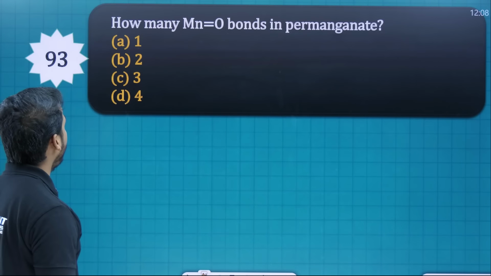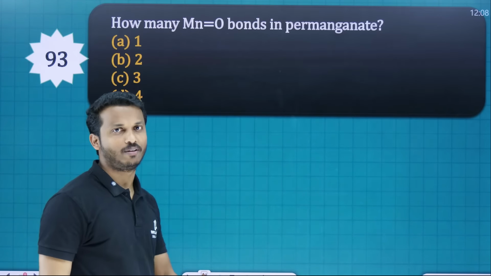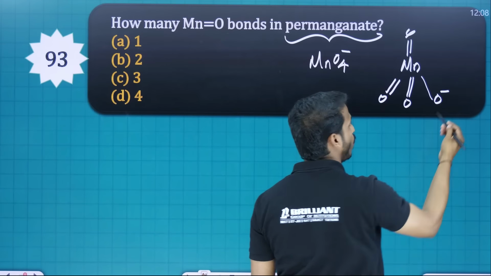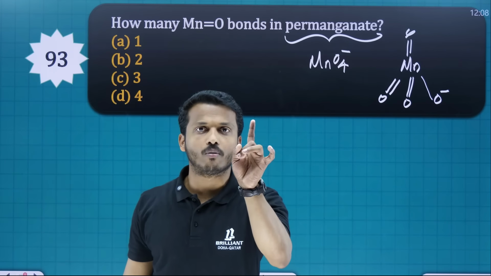K2MnO4. How many Mn double bond O bonds are in permanganate? We already discussed the structure of permanganate. What is permanganate? Permanganate is MnO4 minus, right? So we can draw double bond O, double bond O, double bond O, O minus. A small hint is there. MnO4 minus, right? Minus 1.